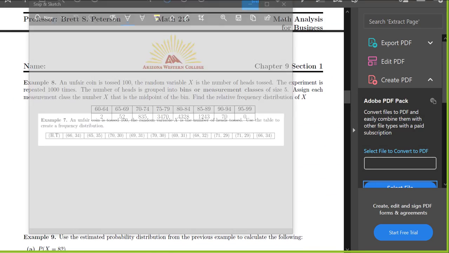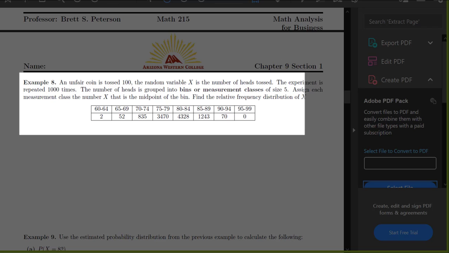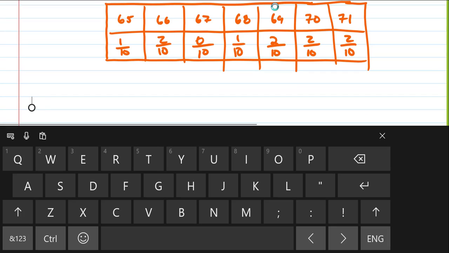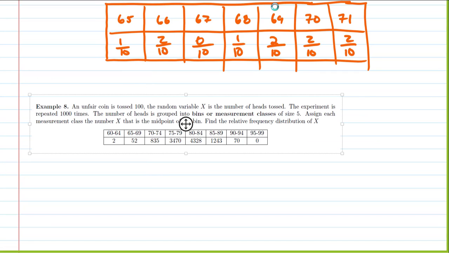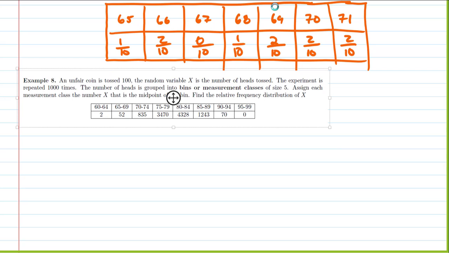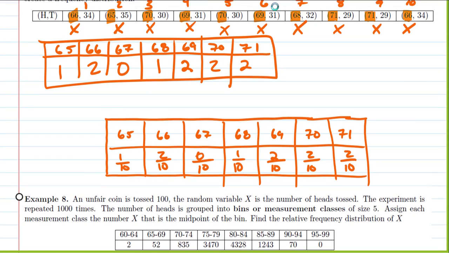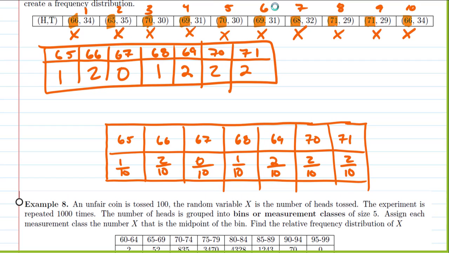So, speaking of that, example 8 is going to build on that idea. This time, we are still tossing an unfair coin. The random variable is still the number of heads tossed. The experiment this time is repeated 1,000 times. The number of heads is grouped into bins or measurement classes. So in the previous one, our bins, if you want to call them that, or measurement classes were all of size 1, which means we were counting just exactly how many heads.